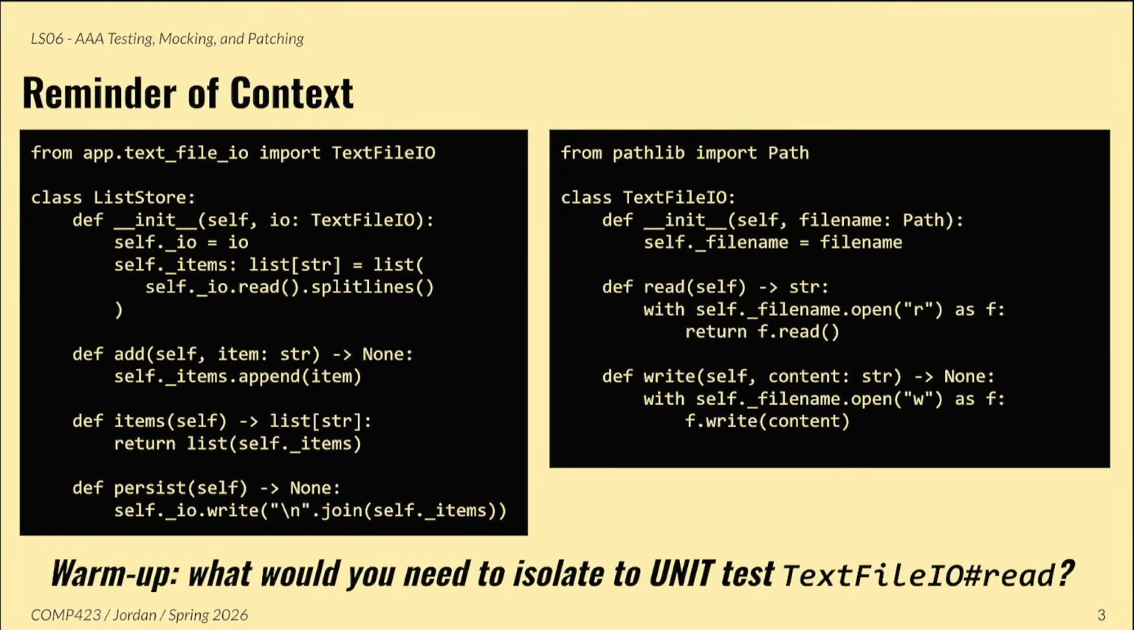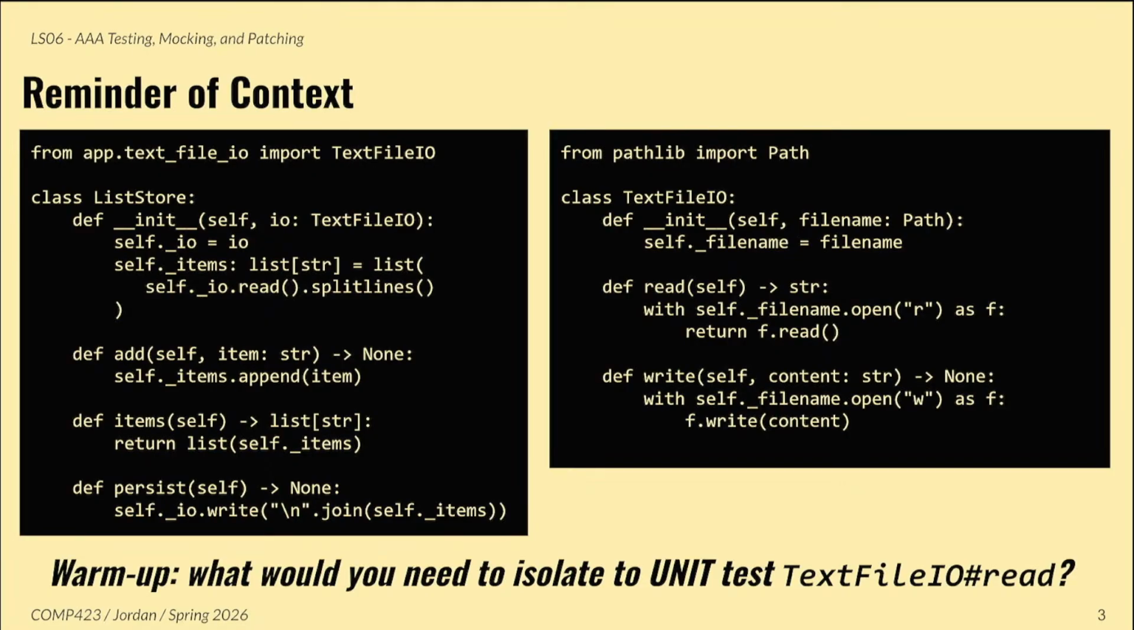So your warm-up question here, and what we looked at, was how would we actually unit test list store, right? And what we did was we mocked text file IO, and then when we created a new list store, we used that mock as the input, or as the argument for IO when we constructed a new list store. And so we just mocked out the underlying behavior for text file IO.